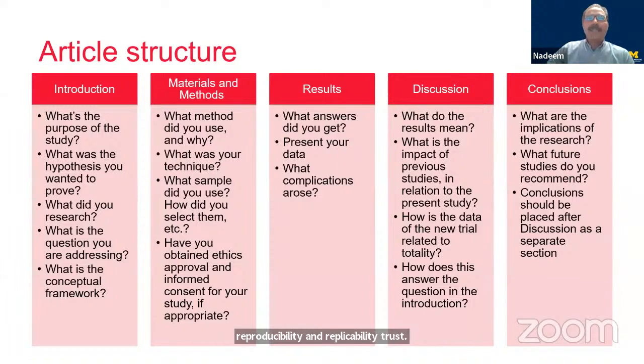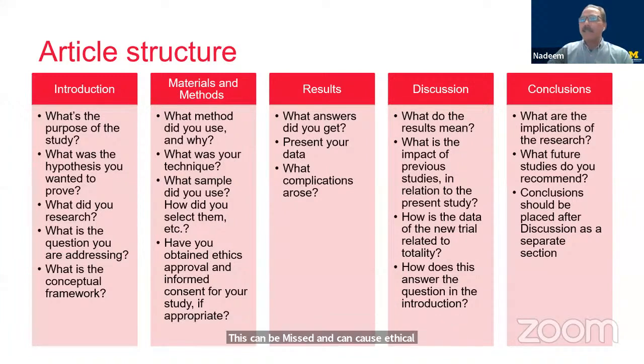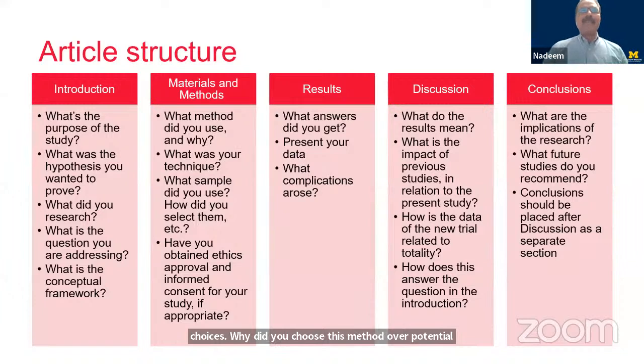How did you collect the data? Did you use appropriate statistical methods? That will answer your sample size, and future study sample size. Be sure to cite methods used by others. This can be missed and can cause ethical concerns. Include information around the motivation for your choices. Why did you choose this method over potential methods used by other investigators? And then the analysis and discussion will follow.